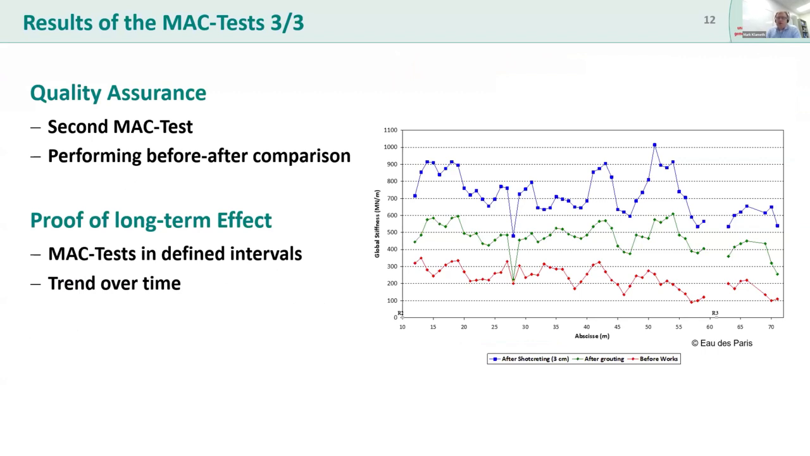You can also use a before and after test with the MAC. So you do the before test before the rehabilitation method is applied, and a second run afterwards to see how good the impact of your rehabilitation was, which is indicated in the slide here: the red line before working, or the green line after grouting, or even after doing an additional shotcrete on the wall.